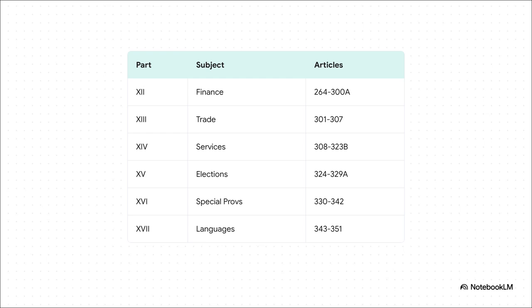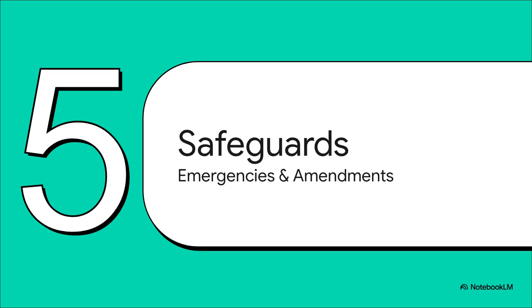And then we hit an absolutely vital piece of the puzzle, Part 15. This covers elections, spanning Articles 324 to 329A, which is essentially the heartbeat of the entire democracy. Rounding out this section, Part 16 deals with special provisions for certain classes, and Part 17 establishes official languages from Articles 343 to 351. And that brings us to our final cluster, number 5, Safeguards, Emergencies and Amendments, covering Parts 18 to 22.